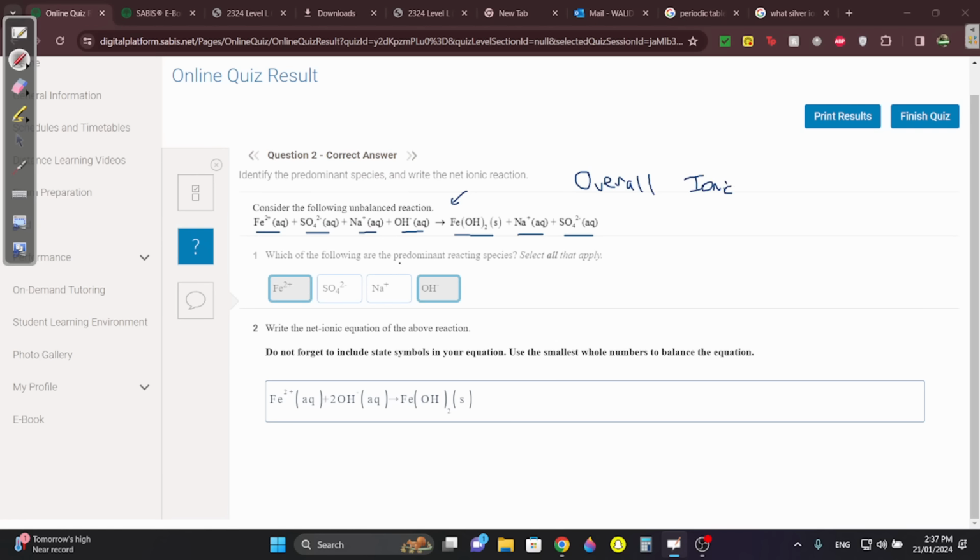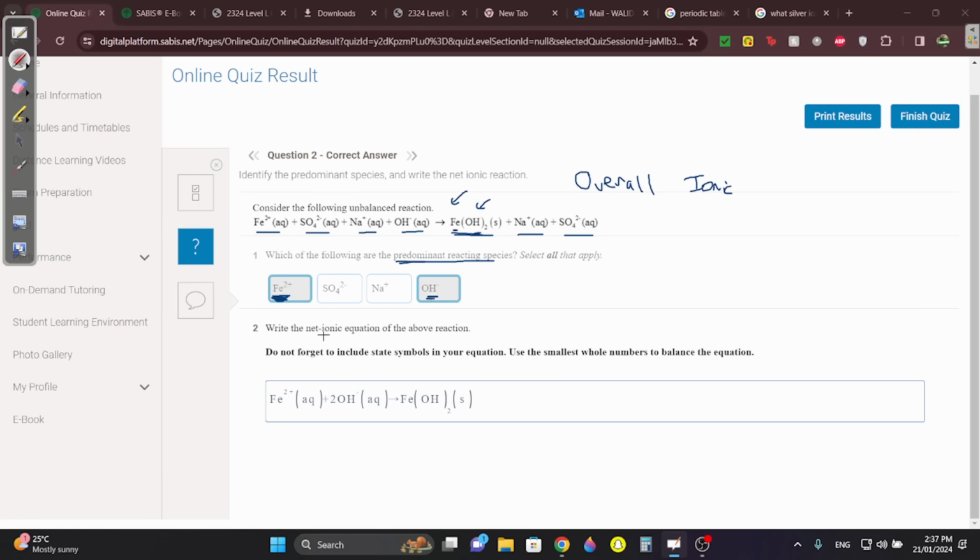What are they asking? What are the predominant reacting species? What are the predominant? I told you the predominant are the ions that contribute to the formation of the precipitate. So what's contributing to the Fe(OH)2? The Fe and the OH. What's the charge of Fe? It's 2 plus. And what's the charge of OH? It's OH minus. These ones, you memorize them. You should have them memorized. It's in the table I gave you last week.